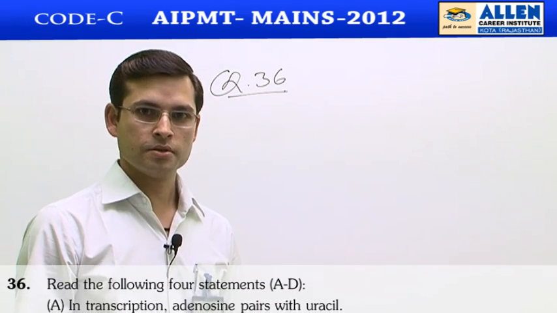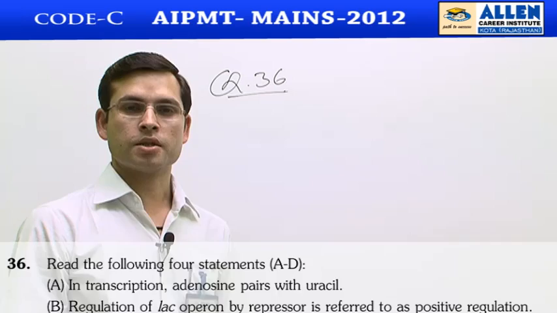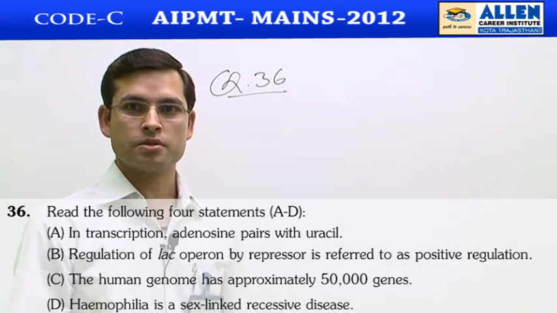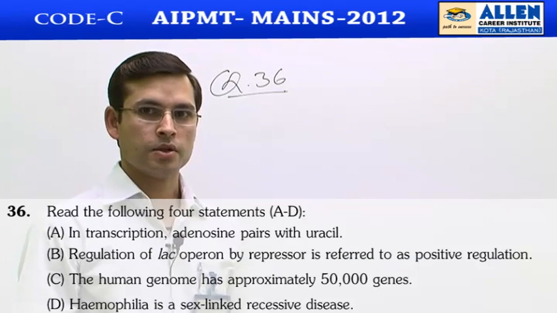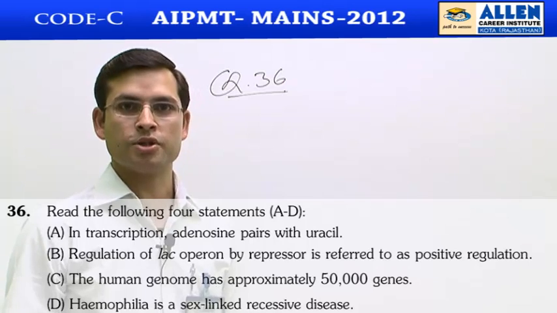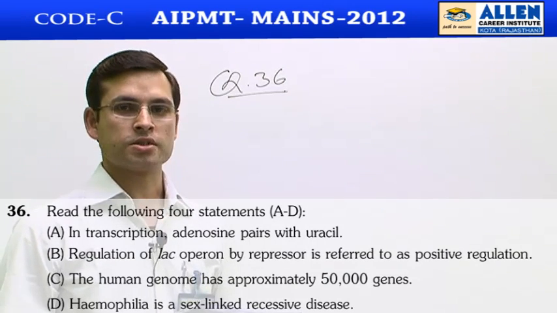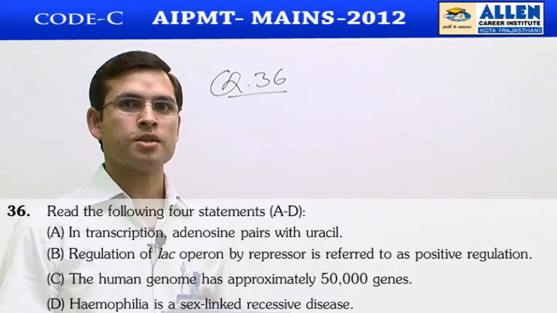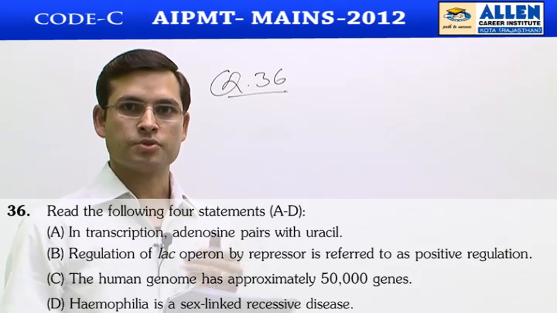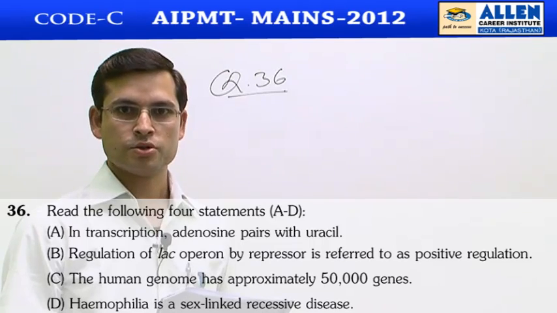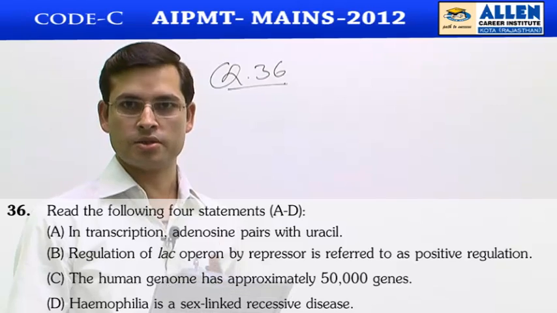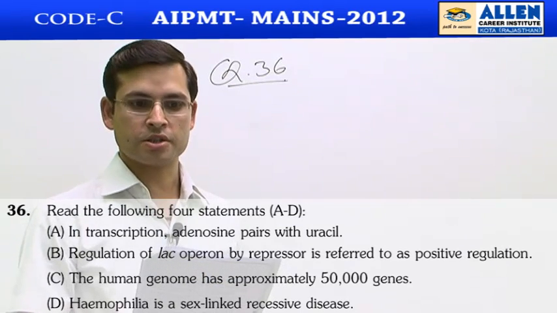Question 36. In this question we are given 4 statements and we have to tell which statement is right. The first statement is: in transcription adenosine pairs with uracil. We know that transcription is the formation of RNA from DNA. In RNA, instead of thymine there is uracil. So whenever transcription occurs, in front of adenosine you will have uracil. So this statement is correct.